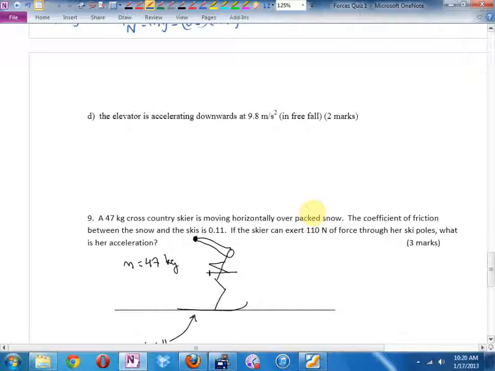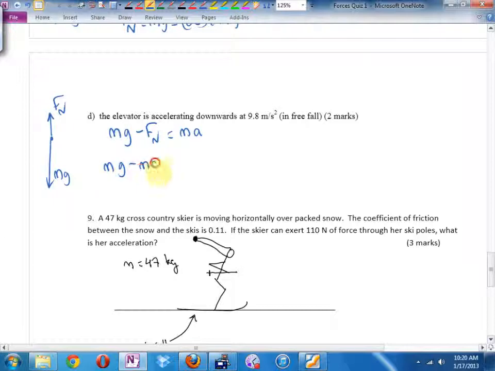D, elevator is accelerating downwards at 9.8 meters per second squared. Okay. mg, definitely winning. Normal force, my equation is going to look like this. mg minus Fn equals ma. Again, to get the Fn by itself, I'm going to plus it over to the other side and minus ma over at the same time. I'm going to get this. mg minus ma equals Fn. And Tara, when I crunch the numbers, I get 60 times 9.8 minus 60 times 9.8. Oh!